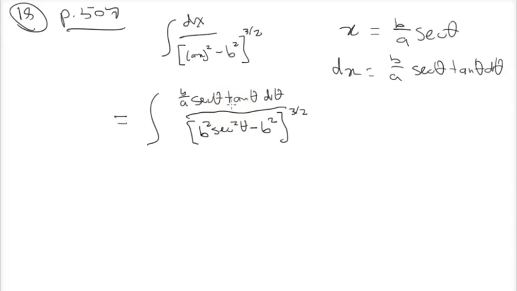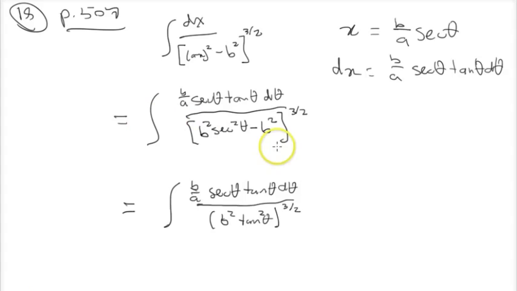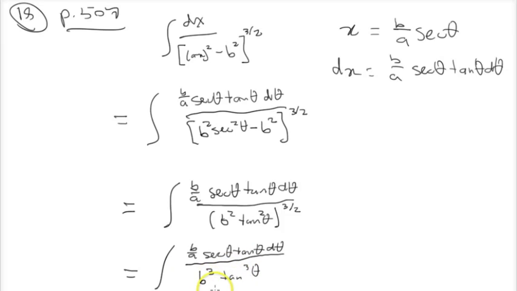Secant squared theta minus 1 is equal to tangent squared theta. So all of this is going to become the same numerator as before, but then b squared times tangent squared theta to the 3/2. Now we can get rid of this 3/2 because if we multiply this exponent by that exponent, the 2's will go away, and we'll just get cubes in the denominator. So presto, we've got these cubes in the denominator.